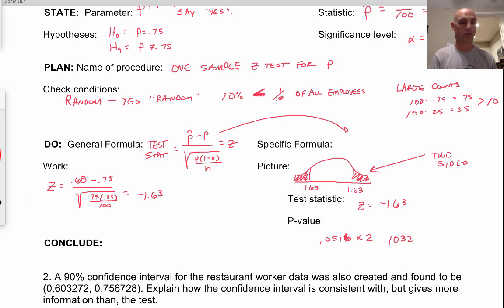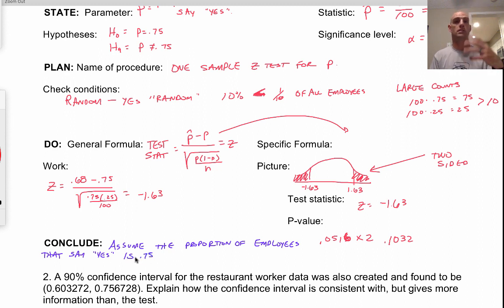So what would our conclusion be here? Well, our conclusion is, if we assume the proportion of employees that say yes is 0.75, that's what we did. We took the claim at its word and we evaluated that to find our test statistic.